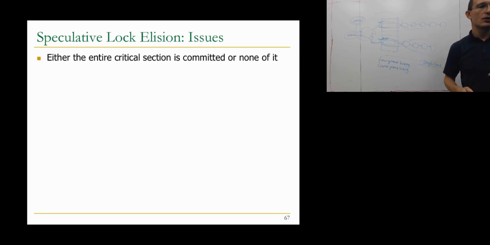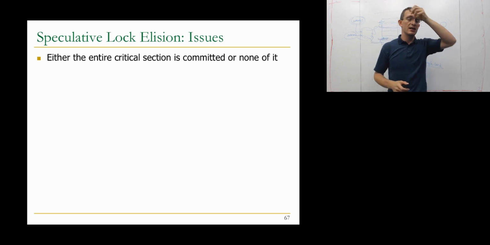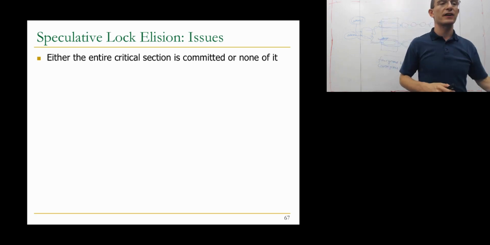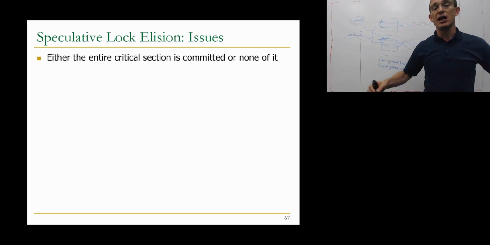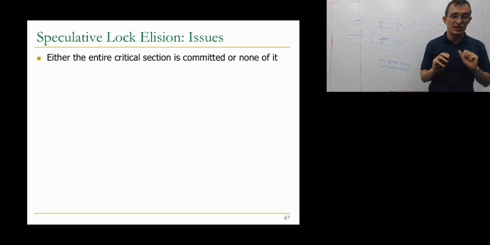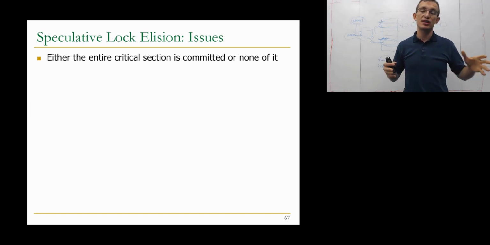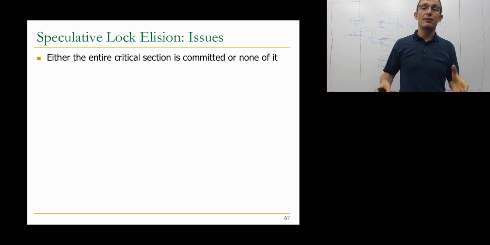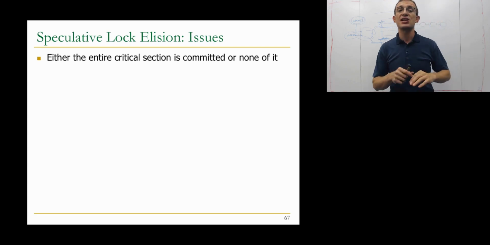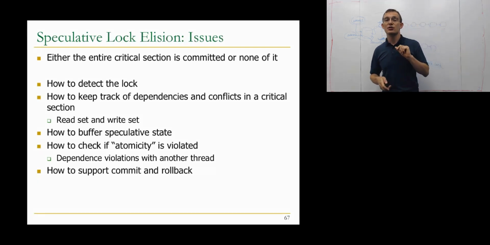Okay? So what are the issues? Basically, speculative lock elision tries to elide the lock, right? It assumes that the critical section is not necessary. But the semantics of the critical section still need to be satisfied because it's there for correctness, right? And the semantics of a critical section is that either the entire critical section is committed or none of it. So how does speculative lock elision actually provide that?